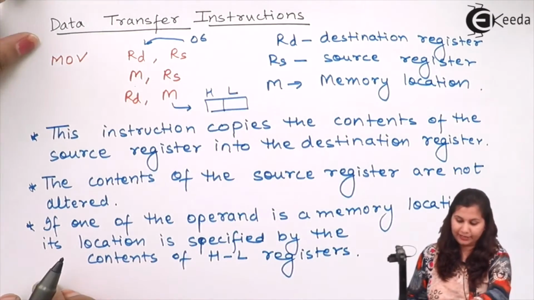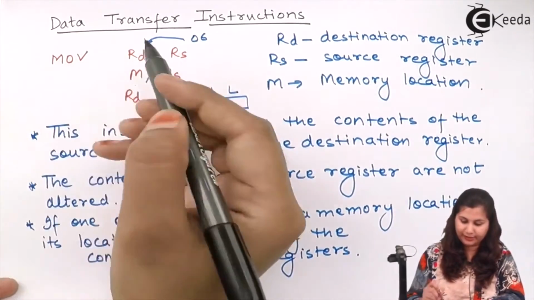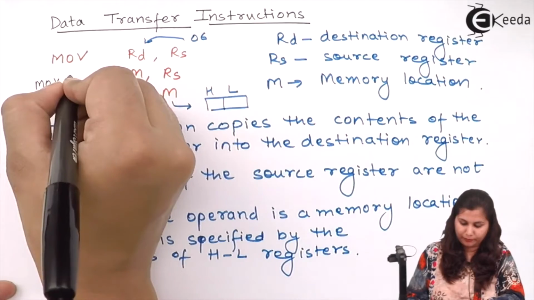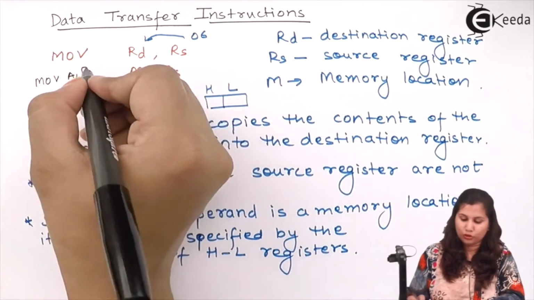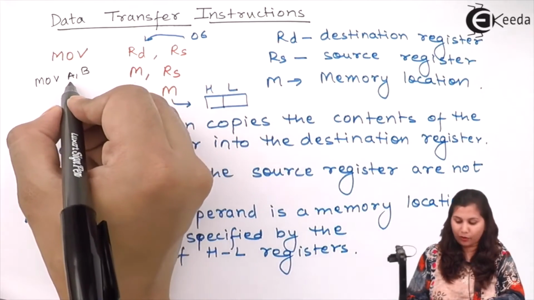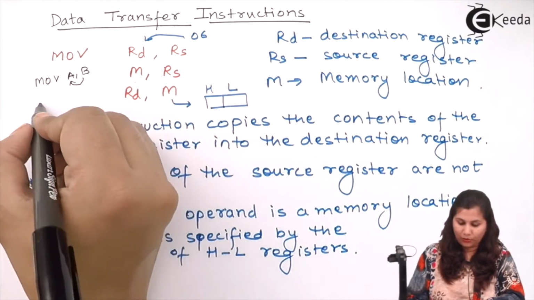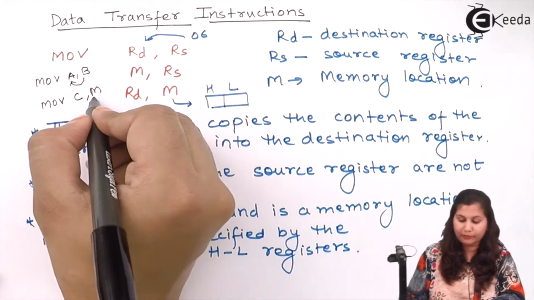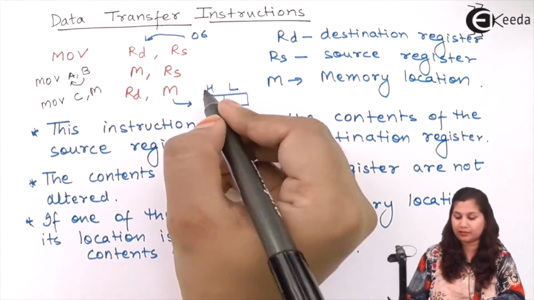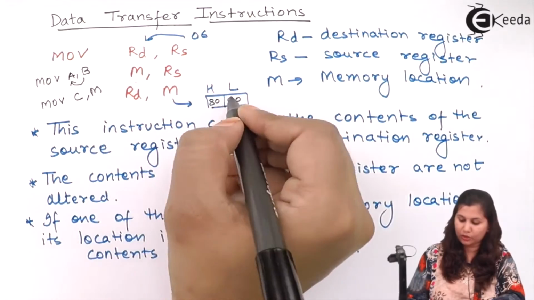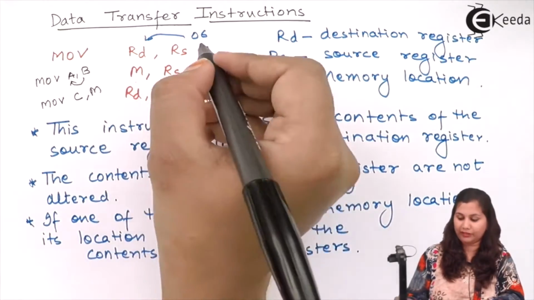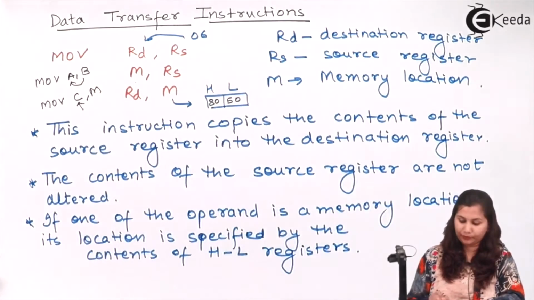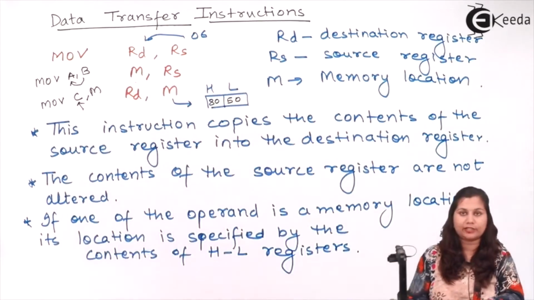Okay. If we take examples, then examples of this instruction are MOV A, B. So the contents of the B register are copied into the accumulator. Also we can have MOV C, M. So the contents of the memory location which is given in the HL pair, suppose it is 8050, so this memory location will be having the data, and that data will be copied into the C register. So this is the first data transfer instruction.